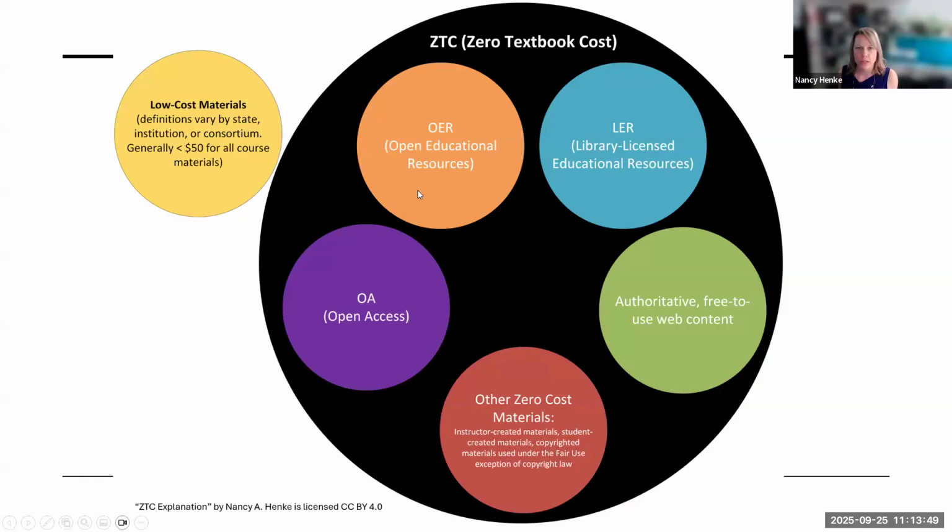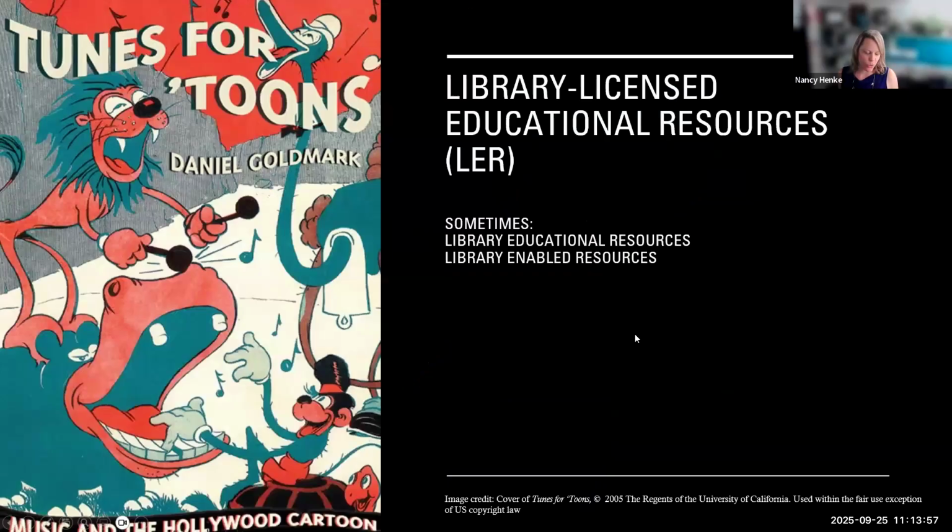One of the ways that we achieve zero textbook cost could be through OER. We might also do LER, library licensed educational resources. Now, LER, I always use the term library licensed educational resources. Sometimes I have seen this simply as library educational resources. And once in a great while, I have seen library enabled resources. But mostly I use the term library licensed resources.